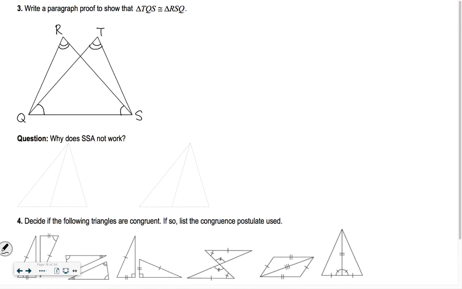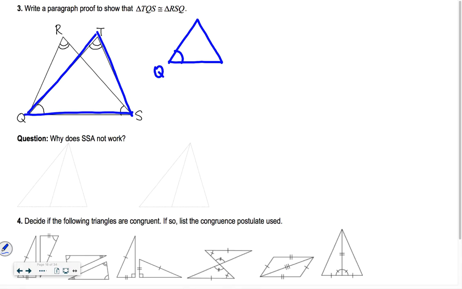All right, so write a paragraph proof to show that TQS is congruent to RSQ. All right, so let's look at it. So sometimes it's hard when they're like overlapping. Students always hate the overlapping ones. So here's what I'm going to do. I'm going to draw this off to the side. And then I think you guys will really see it.